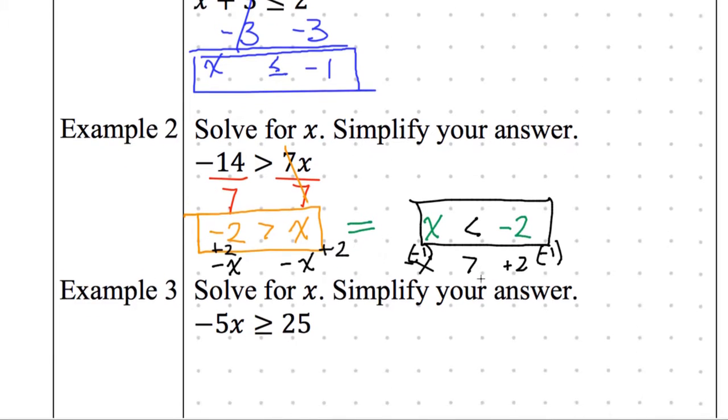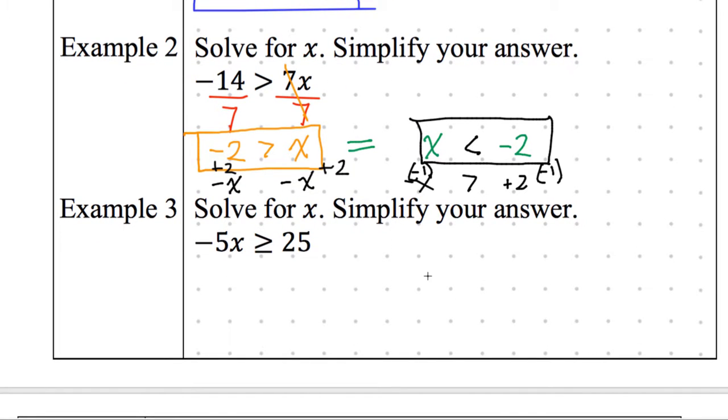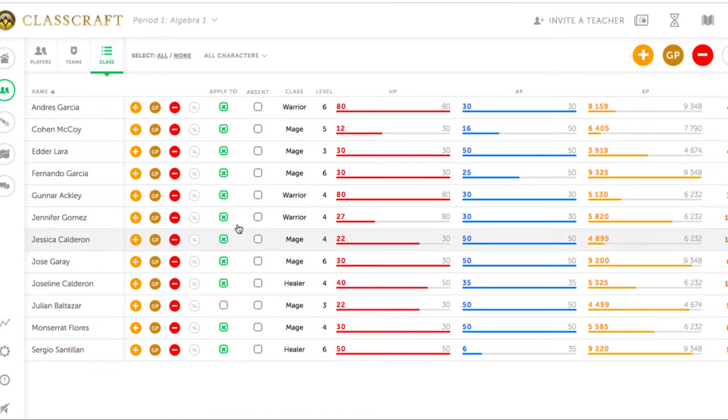All right. Let's do example 3. Quiet raised hand. What am I going to do to both sides? Josie, thank you. Yes, divide by -5 on both sides. And that should get rid of that -5 right there. Thank you, Josie.